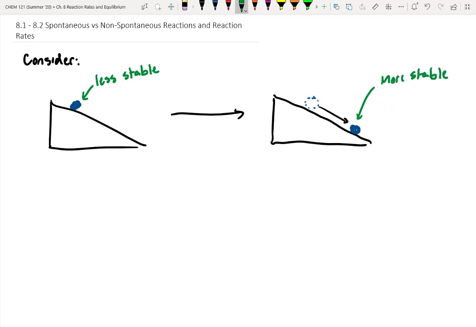And another way of thinking about this is as it rolls down the ramp, it's actually giving up some of its potential energy. So it's giving up energy. This whole process is called a spontaneous process. So let's just write this down.